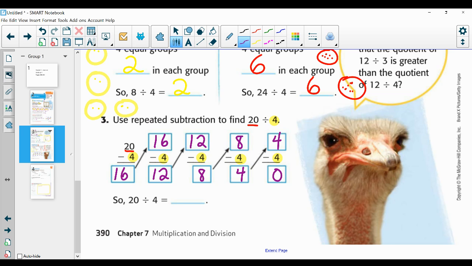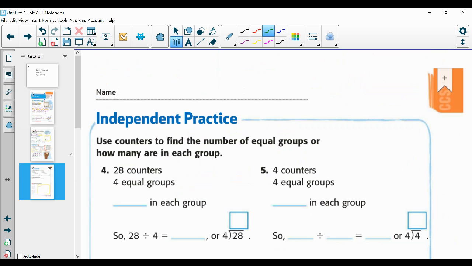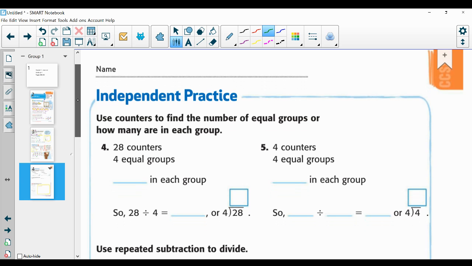I'm going to count how many times I subtracted 4. 1, 2, 3, 4, 5. I subtracted 5 times. So 20 divided by 4 equals 5. Okay, let's look at our independent practice. If you are not supposed to follow my directions, then you may stop now. If you're in my class, you need to continue and get the directions.